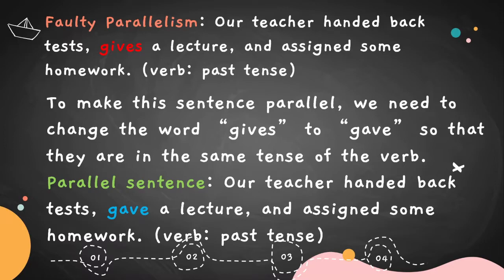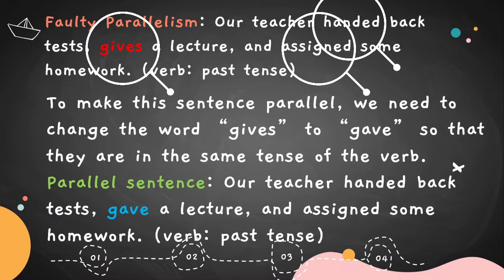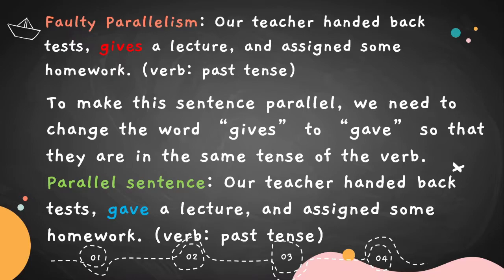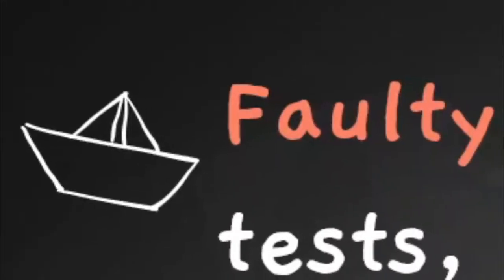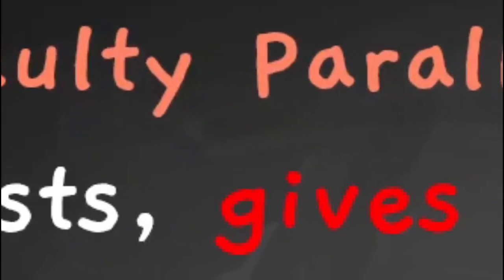In this sentence, we have the word handed, we have the word gives, and we have the word assigned. The reason why this is faulty parallelism is because one of the verbs, or one of the words provided as verbs, is erroneous. It means mali in Filipino. So we have the word gives because it's not in the past tense. It's not in the simple past tense.